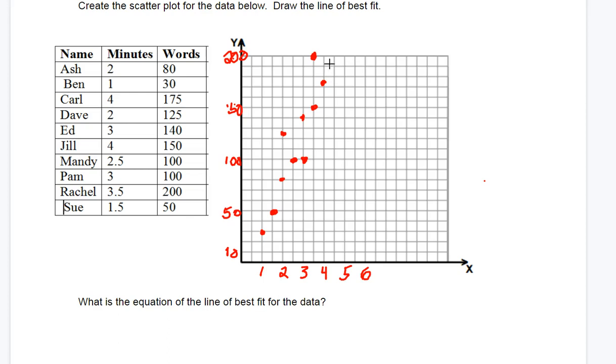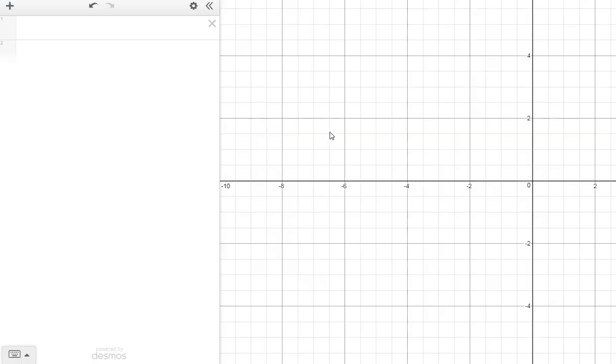If I'm taking a look at this right now, this is looking like a positive correlation. It's definitely going up to the right. I'd guess my line of best fit is going to look something like this, give or take. Now we're going to go over to Desmos and actually get the line of best fit. So here we are back in Desmos. Remember, I'm going to hit the little plus button and add a table.